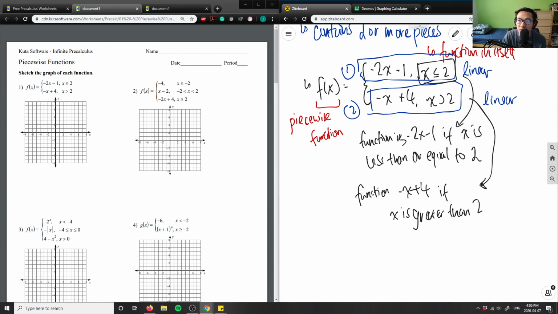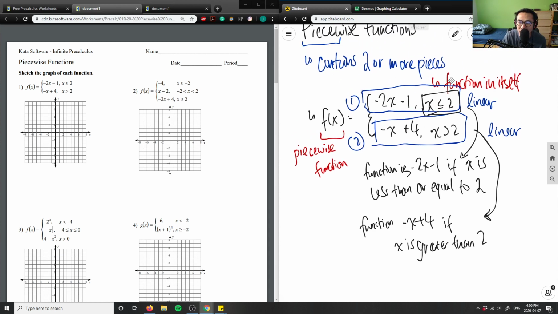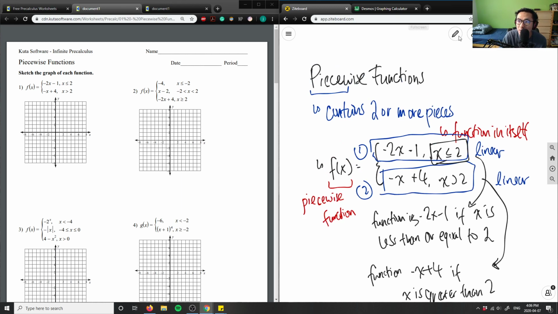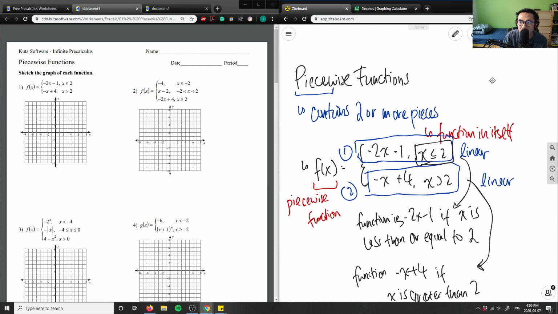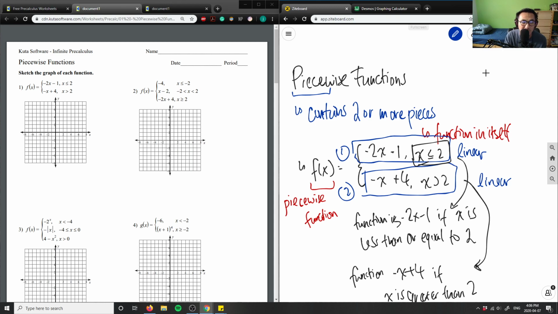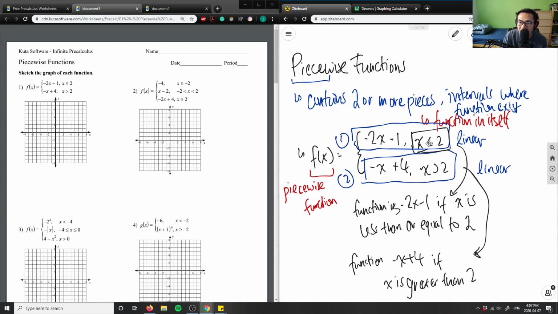So you see a piecewise function basically contains 2 or more pieces, and the pieces themselves are all functions, but they have intervals in which they are that specific function. So it also contains some type of intervals where that function exists. When I talk about intervals, I'm talking about if x is less than or equal to 2, it's this function. If x is greater than 2, then it's this function here. So that's what we mean by intervals.